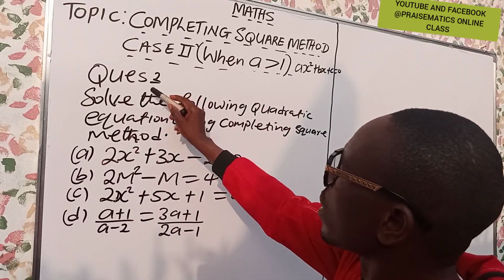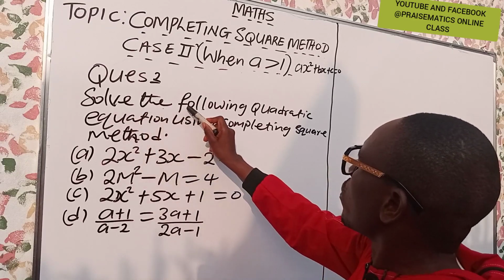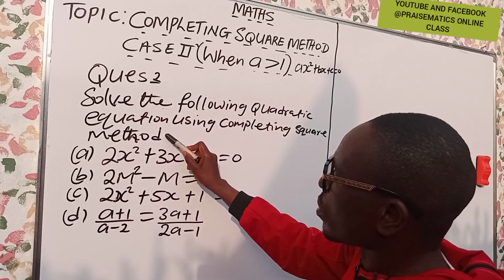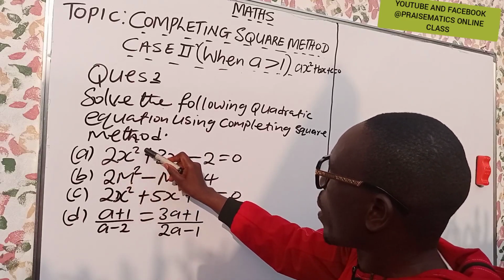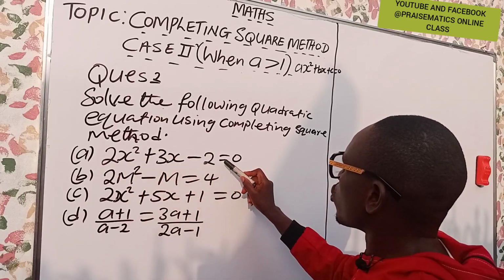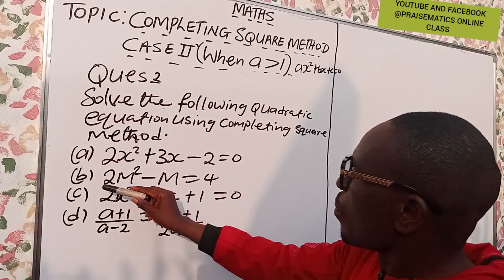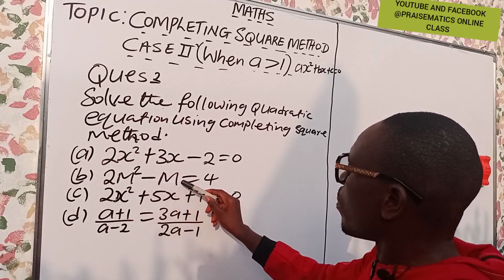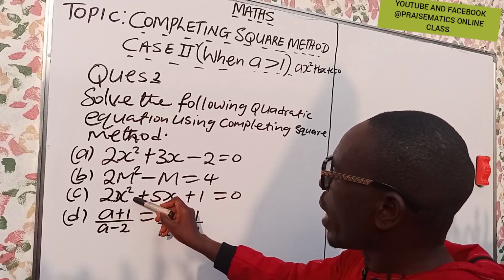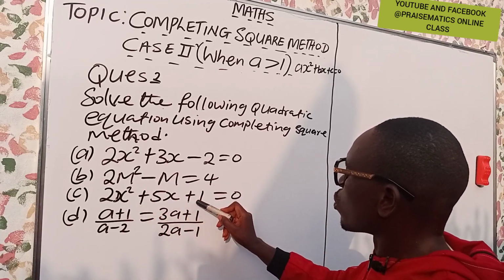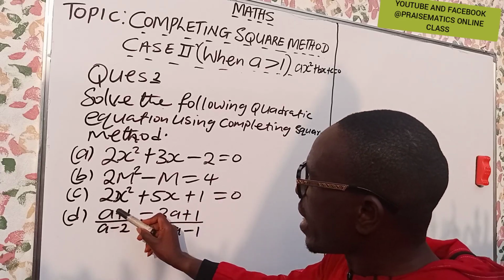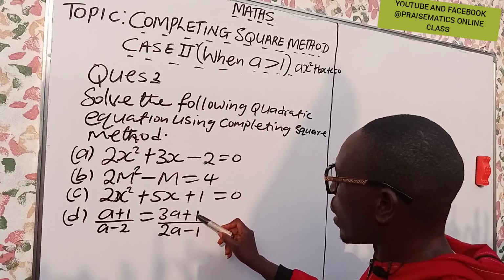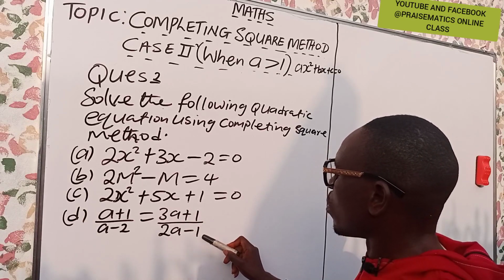Now, question 2 says, solve the following quadratic equation using completing square method. A, 2x squared plus 3x minus 2 equal to 0. B, 2m squared minus m equal to 4. C, 2x squared plus 5x plus 1 equal to 0. D, (a plus 1) over (a minus 2) equal to (3a plus 1) over (2a minus 1).